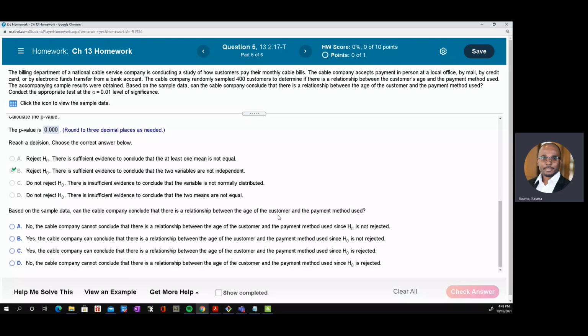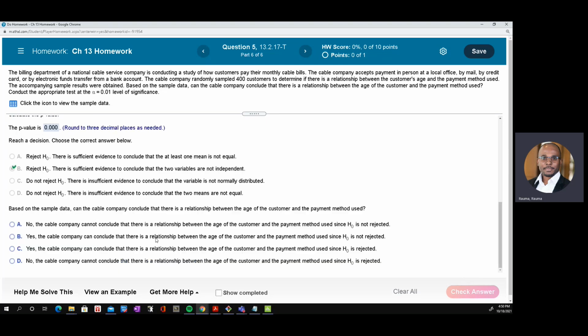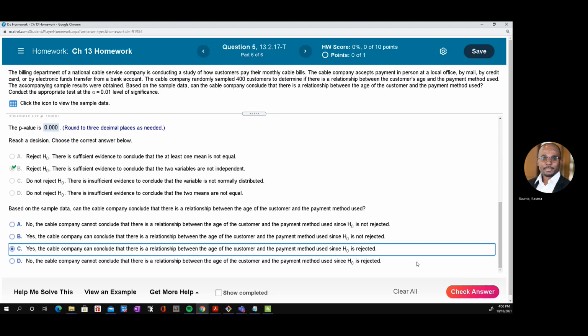Great. So what does it mean if the 2 variables are not independent? It means that there is a relationship between the 2 variables. So based on the sample data, can the cable company conclude that there is a relationship between the age of the customer and the payment method used? Yes, the cable company can conclude there is a relationship between the age of the customer and the payment used, since the null hypothesis is rejected. When you reject the null, we accept the alternative hypothesis that there is some dependence between the 2 variables. There is a relationship. All right.